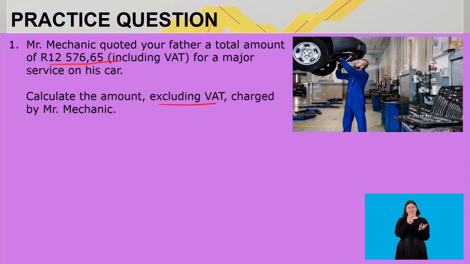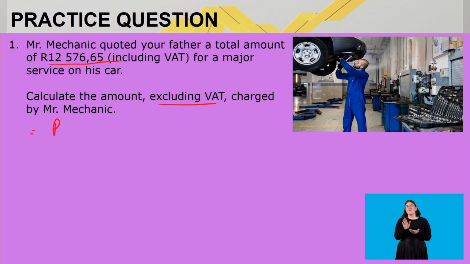Right, we all know that VAT in South Africa is being charged at 15%. So therefore I'll go by indicating the 12,576 Rand and 65 cents, and I'll divide that by 1.15. Right, the 1.15 includes the VAT exclusive amount that is represented by the 1, and the 15 by the 15% VAT.